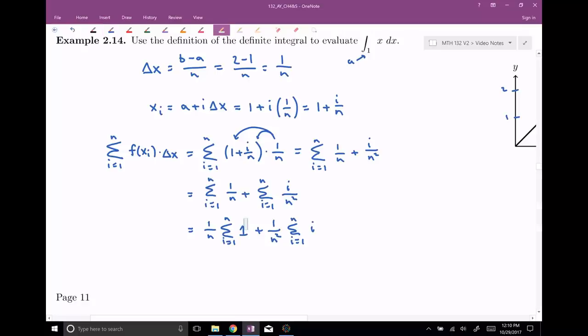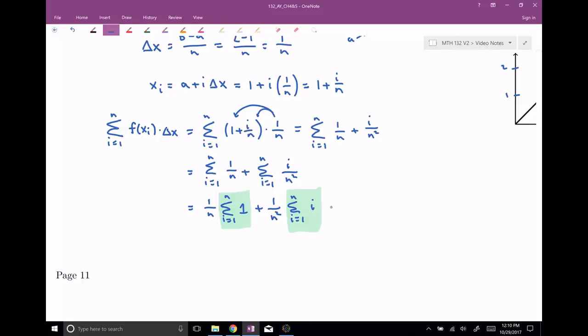We know how to evaluate summing up 1 from 1 to n and summing up i from i equals 1 to n, right? We know how to exchange these. We have rules for these things. So let's go ahead and exchange. So this is going to be 1 over n times, and if you add 1 to itself n times, 1 plus 1 plus 1 plus 1 plus 1, n times, this is going to give us n.